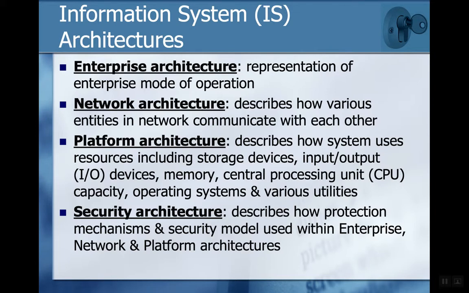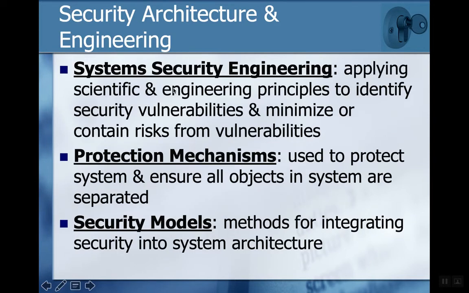Platform architecture describes all of the different types of devices and the characteristics of devices, stuff we've talked about in the past: storage, memory, CPUs, capacity, operating systems. And then finally there's security architecture, which covers how protection mechanisms and security models are used inside each of these areas. All three of these fall under the umbrella of an enterprise architecture. A couple of other terminologies we see here: systems security engineering.